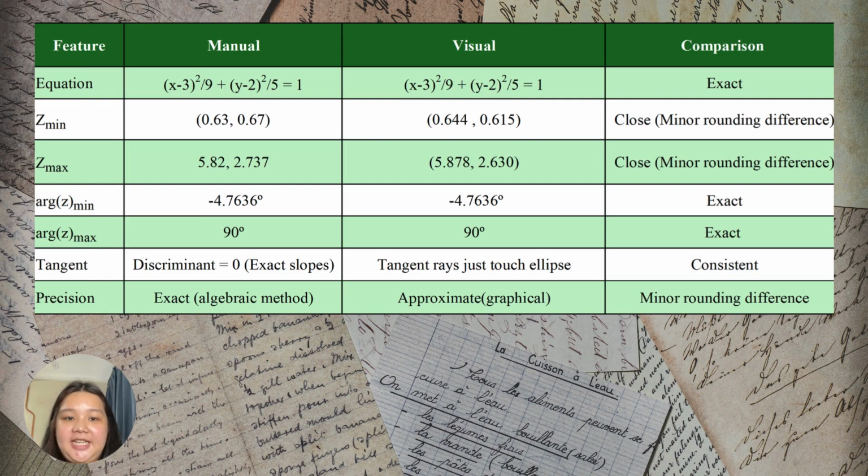For the ellipse, the manual and GeoGebra results are consistent. The equation matches exactly. The minimum and maximum modulus values are very close with just minor rounding differences. The argument values match exactly, confirming the correctness of the extrema. Overall, the visual method supports the exact algebra result.